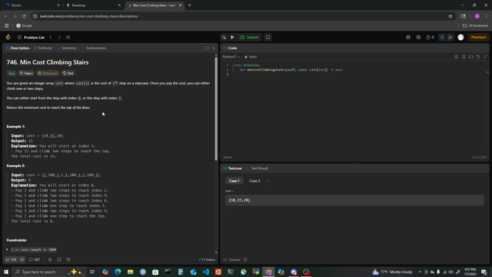But sorry, disregarding that, let's look into our problem. Today we're going to start off with min cost climbing stairs. You're given an integer array called cost. The cost of i is the cost of the ith step on a staircase. Once you pay the cost, you can either climb 1 or 2 steps.